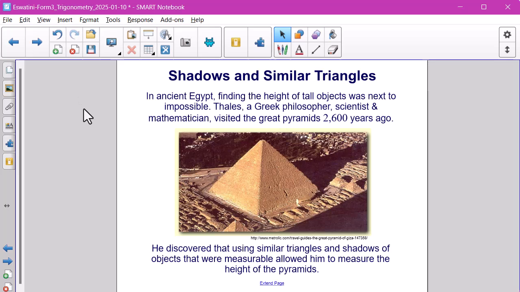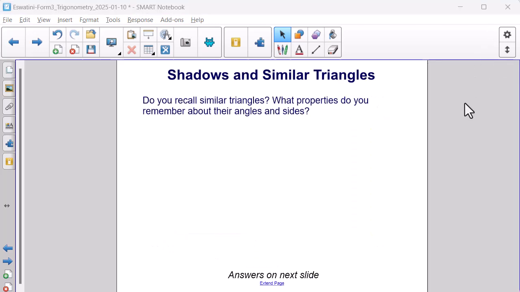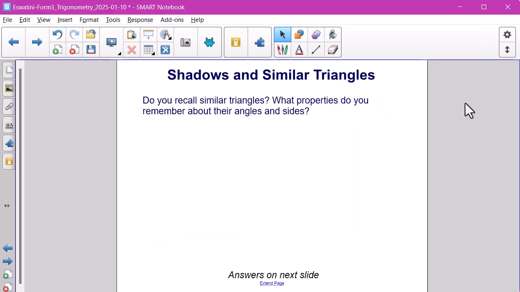In ancient Egypt, finding the height of tall objects was next to impossible. Thales, a Greek philosopher, scientist, and mathematician, visited the Great Pyramids 2,600 years ago. He discovered that using similar triangles and shadows of objects that were measurable allowed him to measure the height of the pyramids. Do you recall similar triangles?